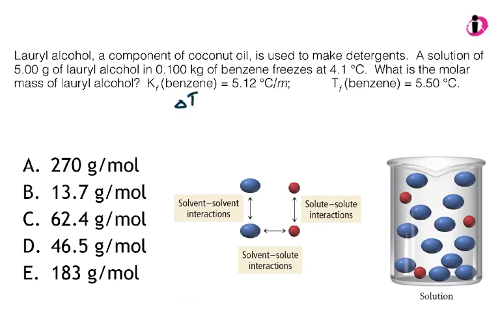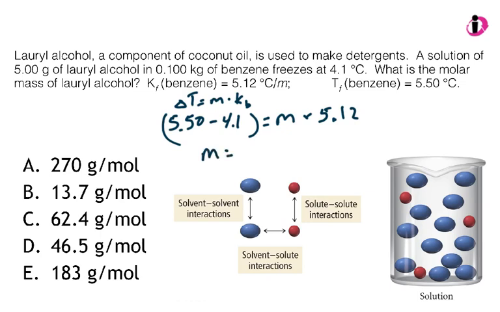So we know that our delta T is the molality times our Kf here. So our delta T is going to be 5.50 minus 4.1 is equal to our molality times our Kf of 5.12. So we can solve for our molality, which is 2.73 times 10 to the minus 1.